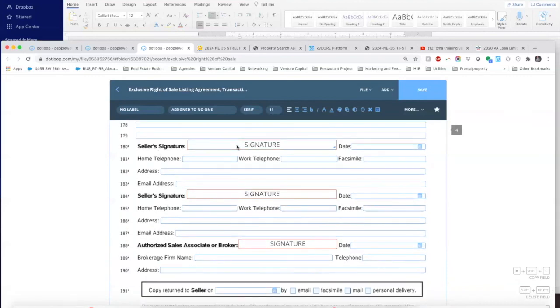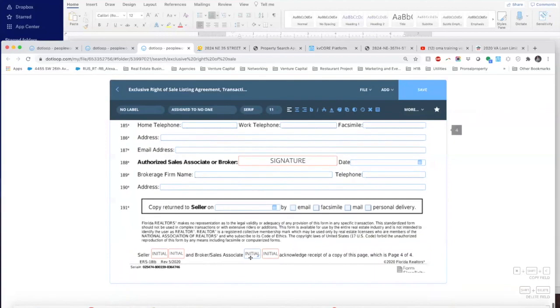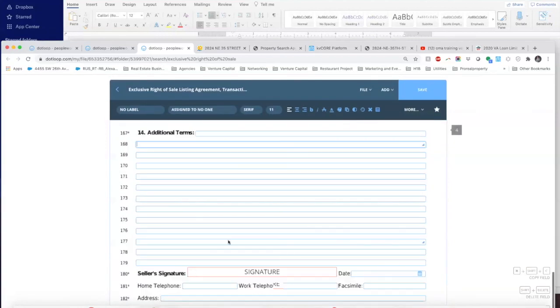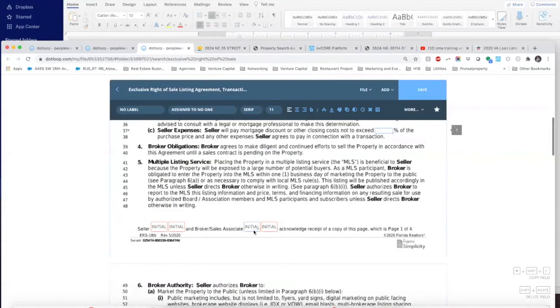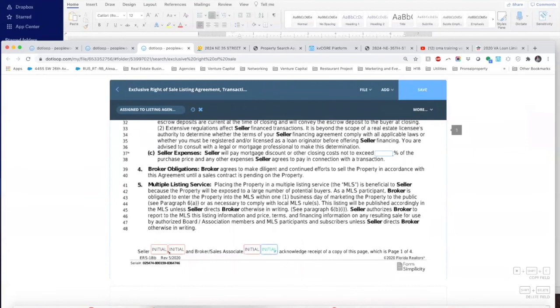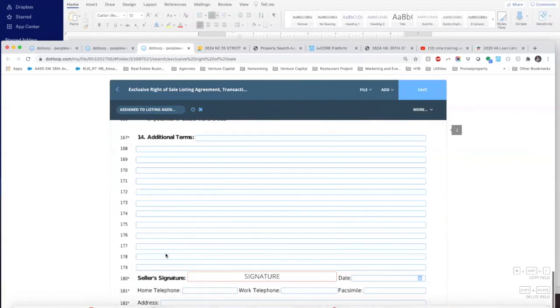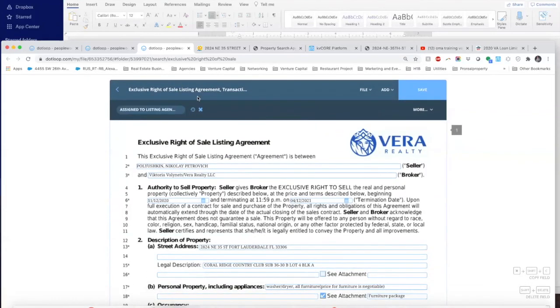So then signatures. Again, seller needs to sign. If there are two sellers, they both need to sign. And then the authorized sales associate or broker. So you sign here. Or what I do, I need to initial this agreement as well. So when you're preparing this and sending it for review to me, make sure you select me as initial here, so I can go ahead and review it and initial as well. You initial over here, and then the seller's initial on the right-hand side, on every single page. So this was the exclusive right of sale listing agreement.